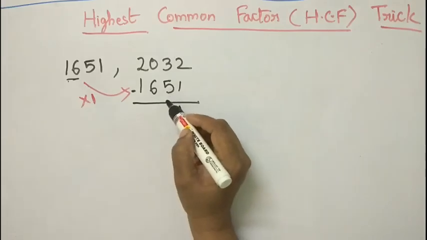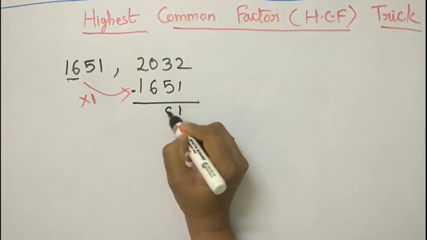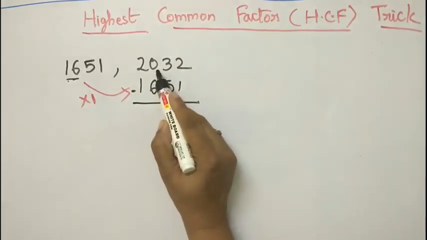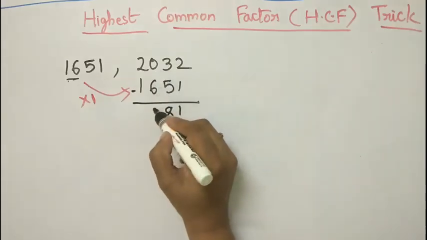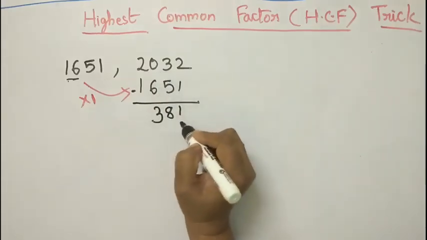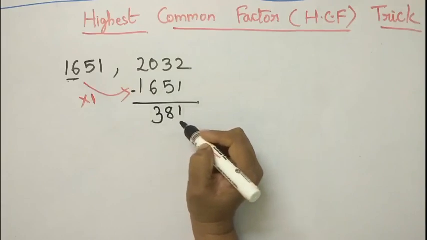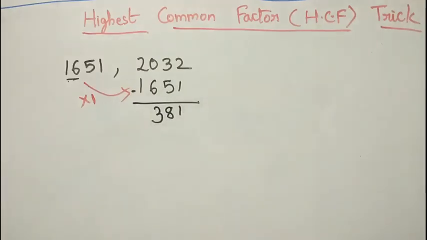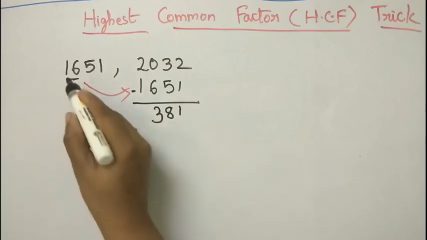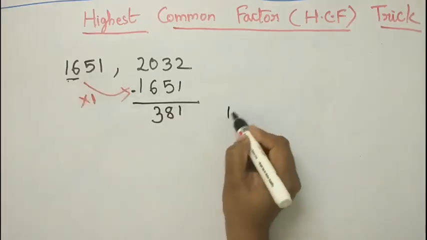13 minus 5 is 8. Here it is 9. 9 minus 6 is 3. So we got 381. Now write down this number here.